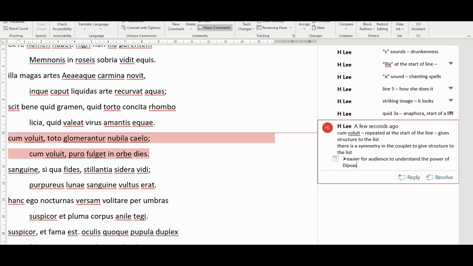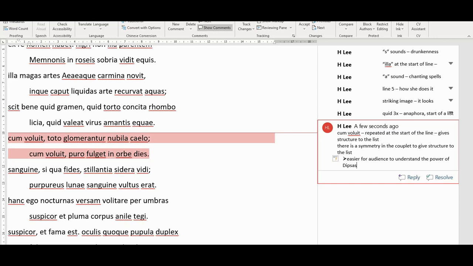You can almost, working in pairs, and here the lines are working in pairs, it's quite easy to think, on the one hand, whenever she wants, she can, the clouds are gathered from the whole sky. Whenever she wants, daylight shines from within her eyeballs. There's a neat symmetry there, and as an audience listening to this meter where there's one long line and one short line, you're almost expecting everything to come in pairs, and the fact that it actually does come in pairs makes it easy for you to understand.